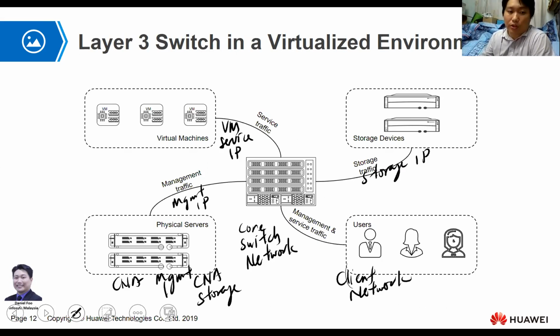And also the virtual machine that is running on the CNA node does have its own service traffic, with different VLAN or IP segment. They're able to forward to the layer 3 equipment, using inter-VLAN routing, to forward it to the other client network for them to intercommunicate. So the layer 3 is required, especially when you have multiple different network segments who would like to communicate with each other. So you require the layer 3 equipment here.